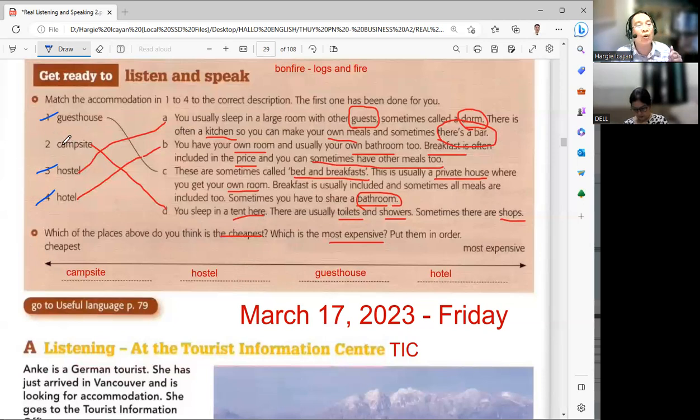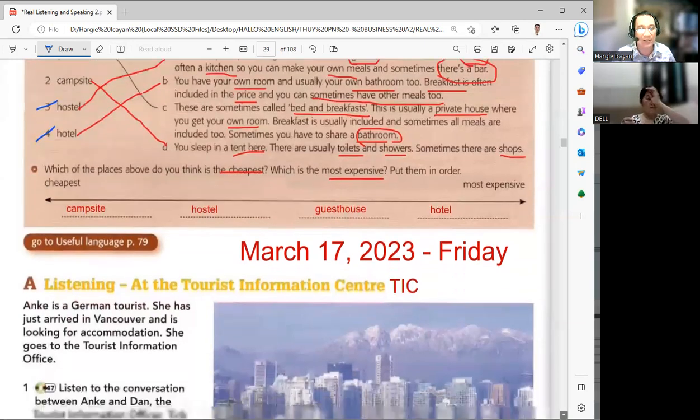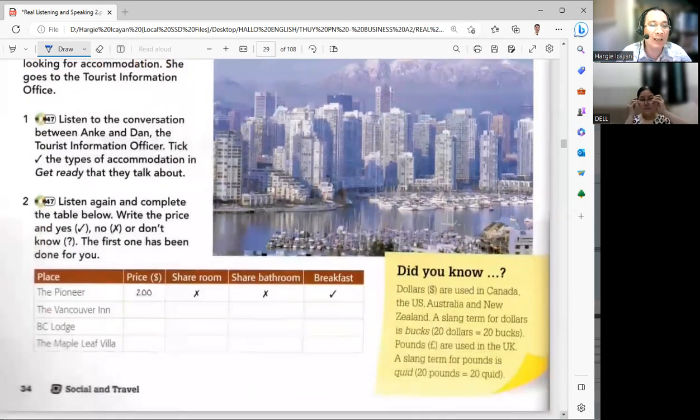So these are only the three accommodations that the TIC, or the Tourist Information Officer, suggested to Anki as their guests. Now look at this one point. These are now the table for the different places that Dan suggested to Anki.